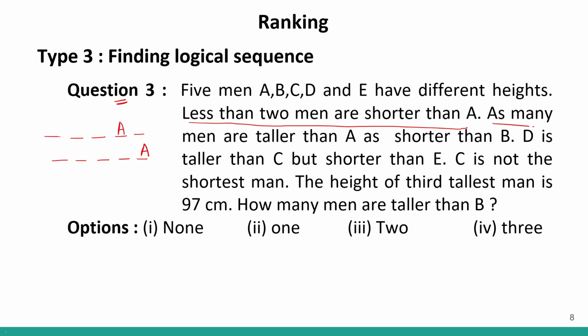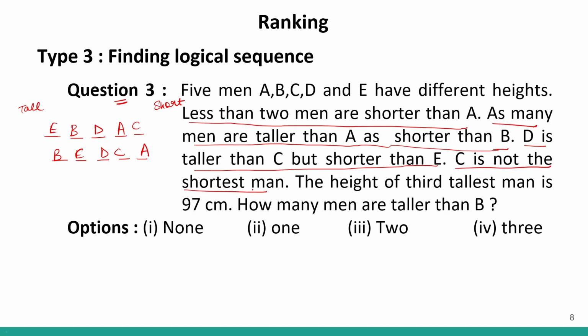Correct? As many men are taller than A as shorter than B. So basically the tall person is over here, taller, and this is the short side. So B will be either here or here. Correct? D is taller than C but shorter than E. So this will be the position. 2 possibilities. Now, it says that C is not the shortest. So if C is not the shortest, this is incorrect. So this is the final arrangement.